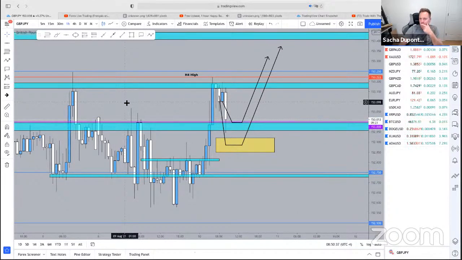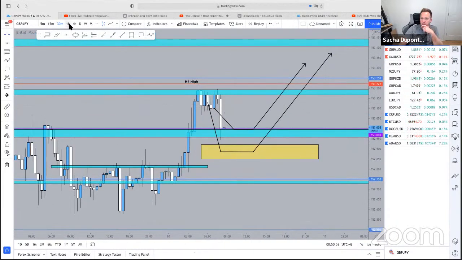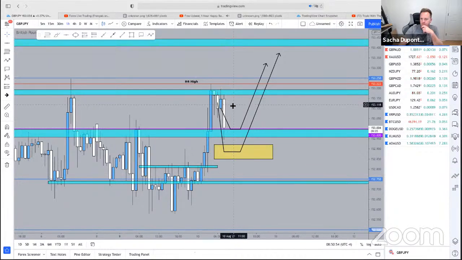So this 30 minutes still has like 10 minutes left. So far, we got a huge rejection now. Coming back down to this major QP. If this starts to break this low, we should be ending up in this golden zone. So yeah.